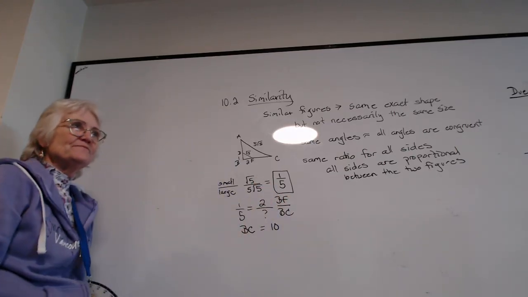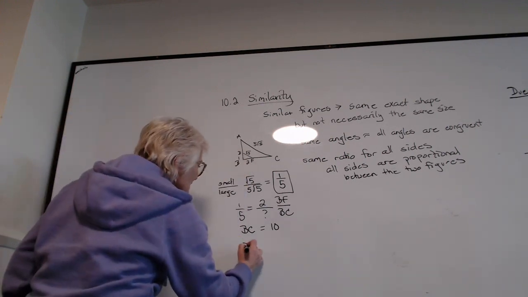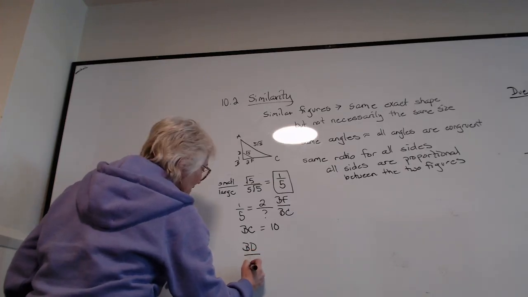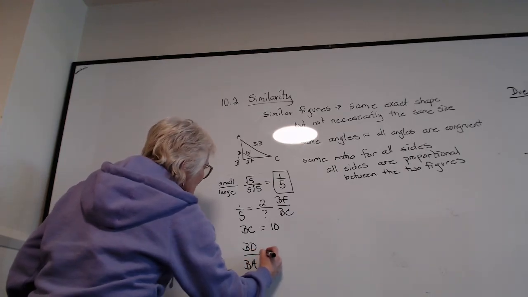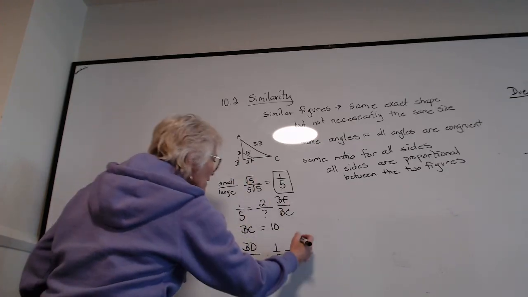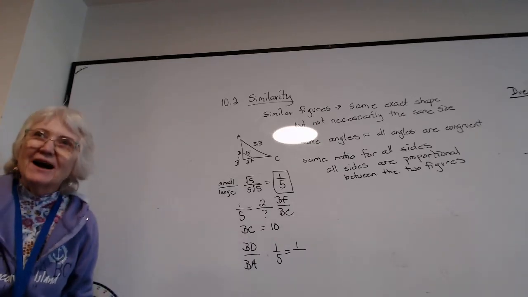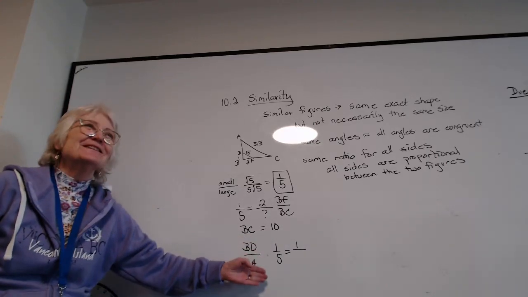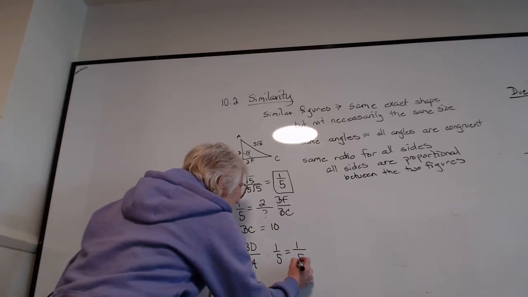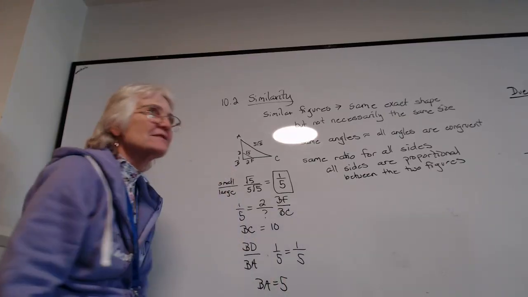Same ratio. Okay, let's look. Now we have BD to BA. The ratio is 1 to 5. Well, BD is 1. What is BA going to be? 5. If the ratio is 1 to 5, then our BA is also going to be 5. I didn't want you to take too long to think about that.